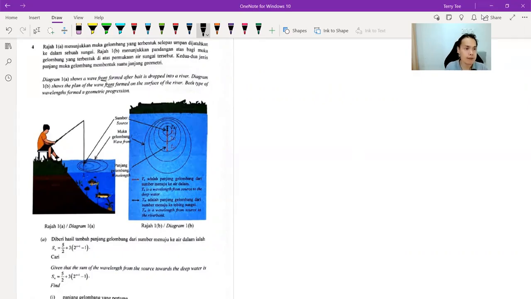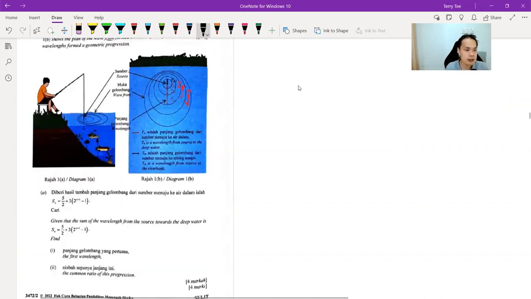So both types of wavelength form a geometric progression. So we can see from here, the length is actually increasing. You can see from here it is increasing, right? Just show you the diagram. The wavelength is actually increasing. So, but actually that doesn't really matter, because what matters is the formula here. They give us this formula Sn equals 5 over 2 times (3 to the power of 2n minus 1) minus 1.